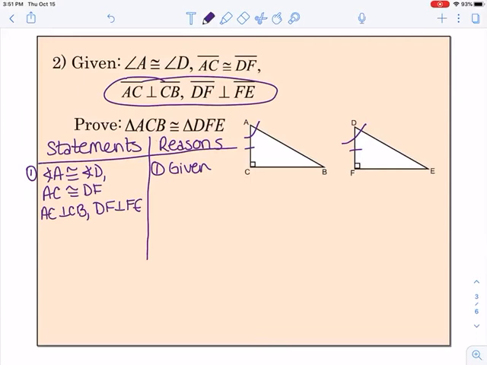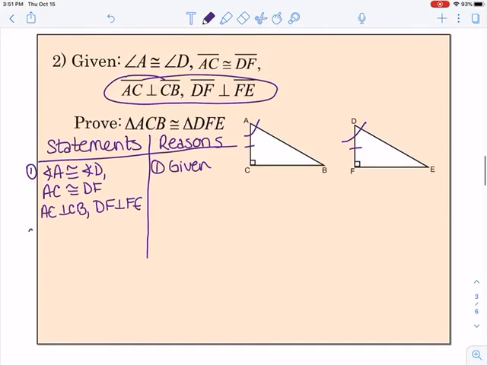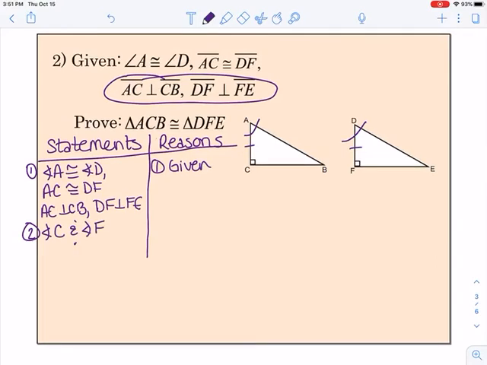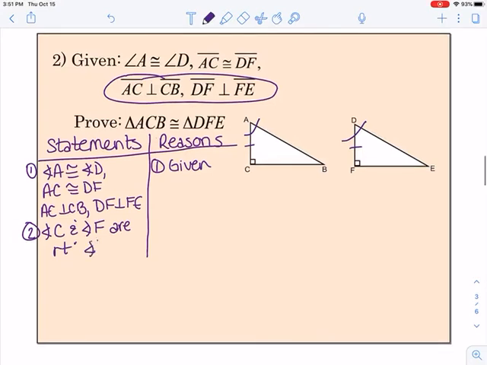So the first thing I'm going to say is that I have my right angles, and then I'm going to tell you that my right angles are going to be congruent. So for 2, I'm going to have angle C and angle F are right angles. And again, the reason is the definition of perpendicular lines.